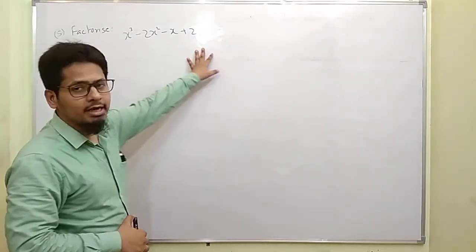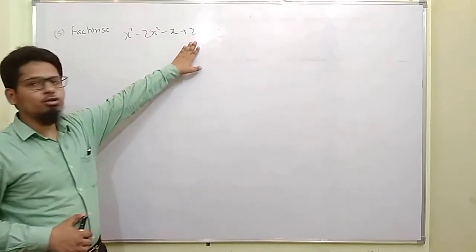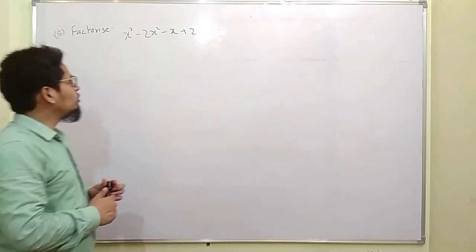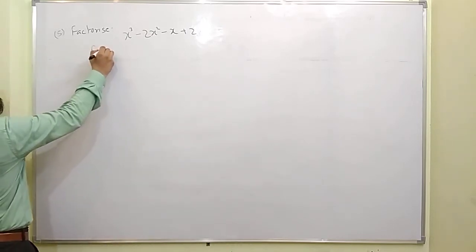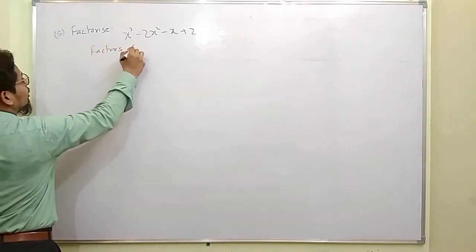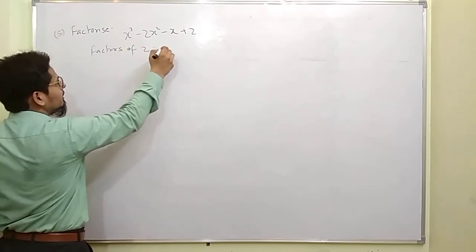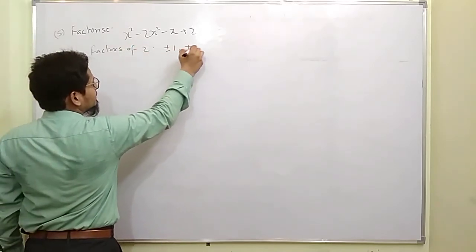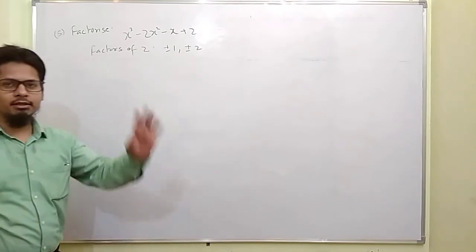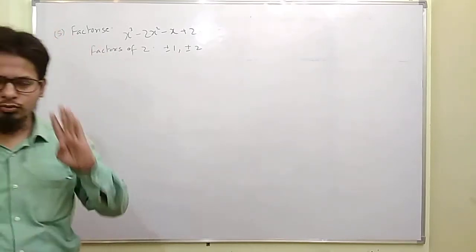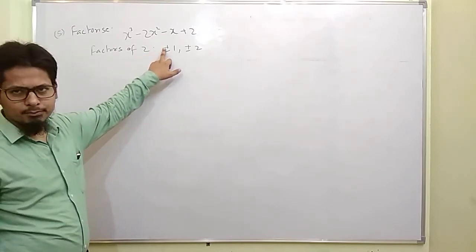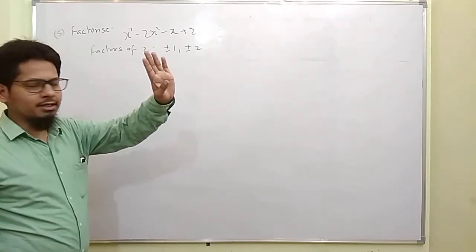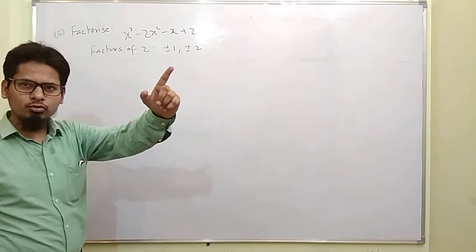Class, let's see what is in it. What is the way? The way is that you see the constant. The constant is 2 here. First you write down the factors of 2. So factors of 2 are plus minus 1 and plus minus 2. These are the 4 factors: plus minus 1, plus minus 2. After this, first you take the first number, plus 1. Plus 1, minus 1, plus 2, minus 2.